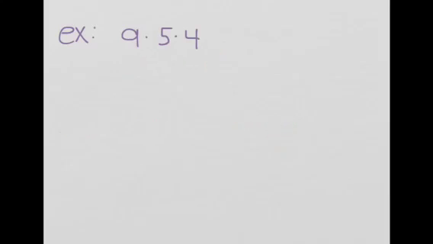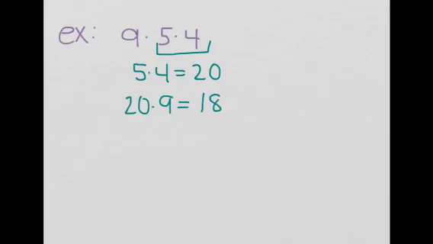So we have 9 times 5 times 4. Well, what I'm going to do is I'm going to pick 5 times 4 first. So 5 times 4 is equal to 20. Now I'm going to do 20 times 9. 20 times 9 is equal to 180. So 9 times 5 times 4 is equal to 180.